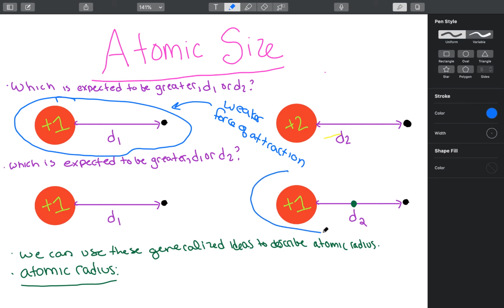Hopefully you said D2. And the reason why is because you not only have this attractive force from the nucleus, but you also have a repulsive force coming from this electron. So therefore, the repulsive force subtracts from the attractive force, making the net attractive force on our electron of interest smaller than that of this atom right here. So therefore, D2 will be greater than D1. So we can use these generalized ideas in order to describe an atom's atomic radius.